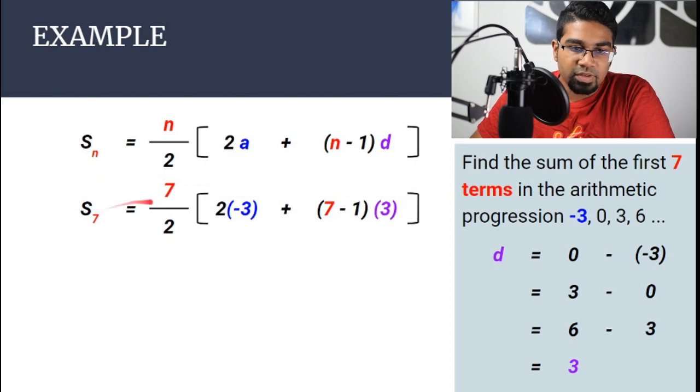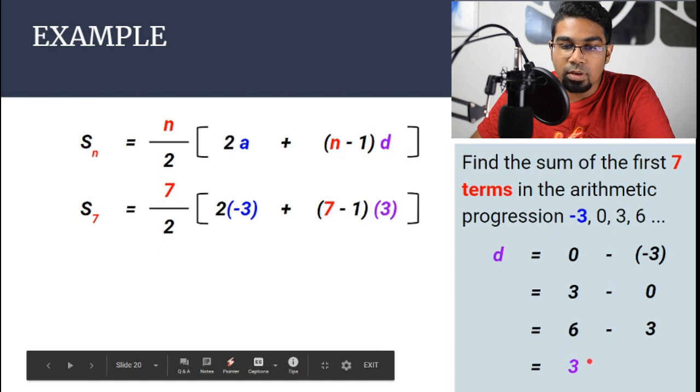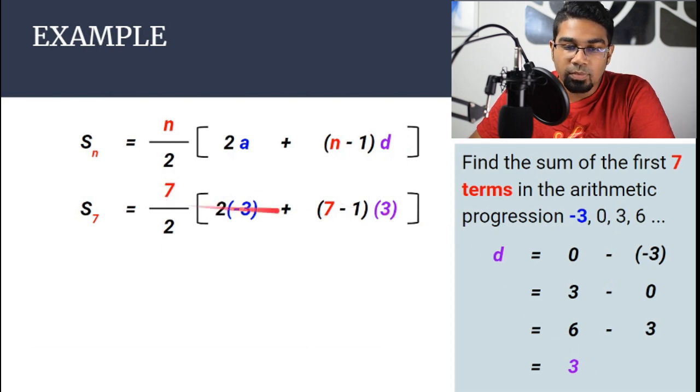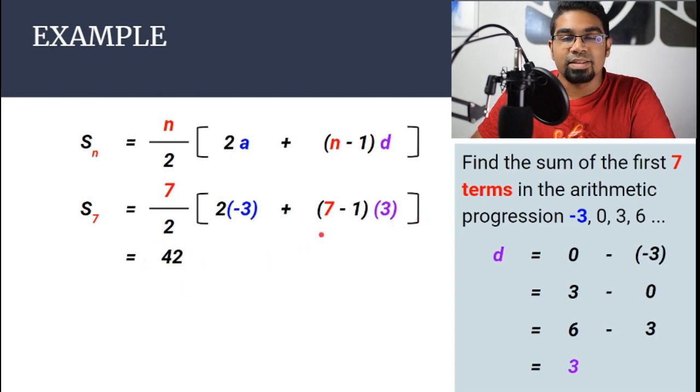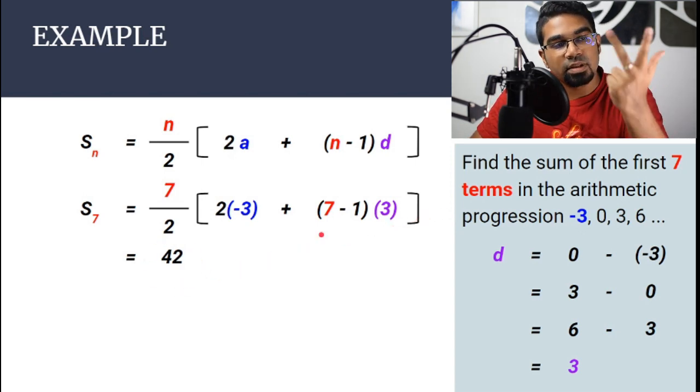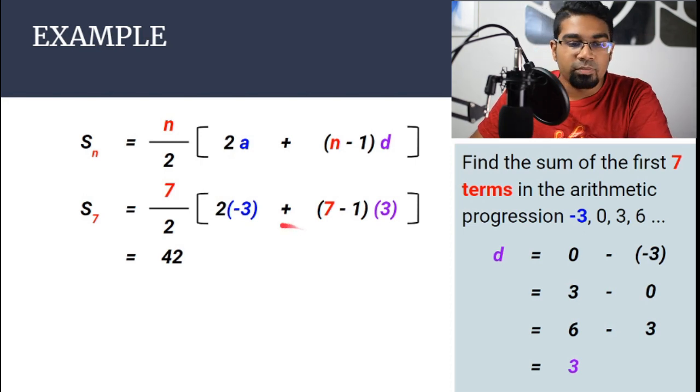We get S7 equals 7 over 2, and n minus 1 will be 7 minus 1. The first term remains the same, negative 3. Substitute a with negative 3. This time it is 2a, and the common difference d is 3 as before. So this will be 3, and when we work this out, the sum of the first 7 terms is 42. This means that if we add the first term, the second term, the third term, right up to the 7th term, we will get 42.